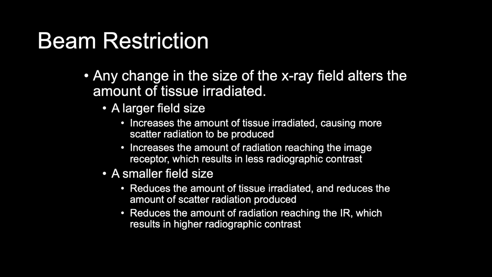If we are collimating and using beam restriction, we should have a smaller field size. This will reduce the amount of tissue that's irradiated, and it will reduce the amount of scatter radiation produced. It also reduces the amount of radiation reaching the IR, and this is going to result in higher radiographic contrast. So it's very important to always collimate. The effect of collimation is greater when imaging large anatomic areas, performing exams without a grid, and using a high kVp.